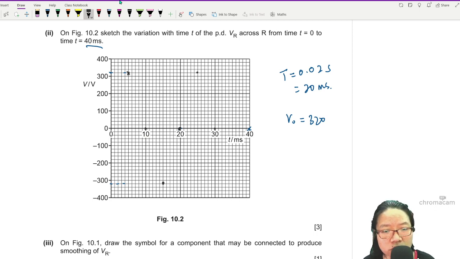Don't know about you, but I find drawing sine curves very therapeutic.